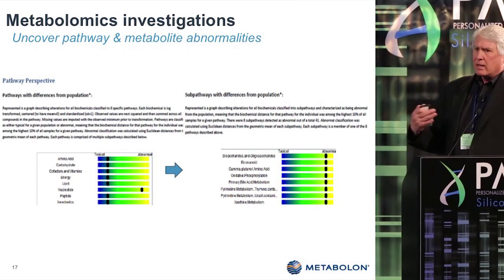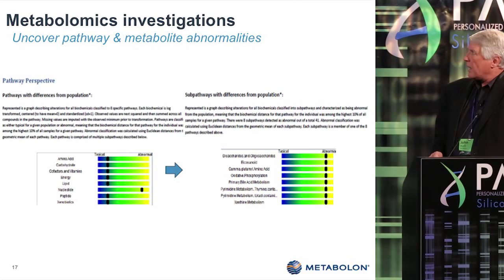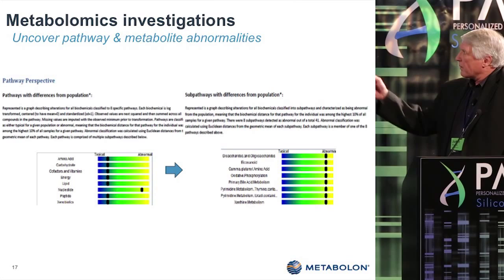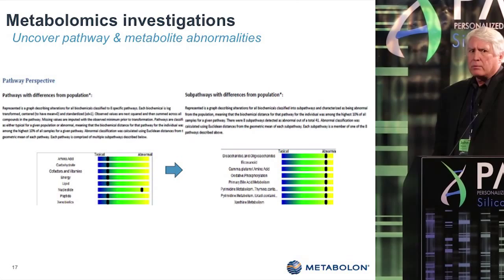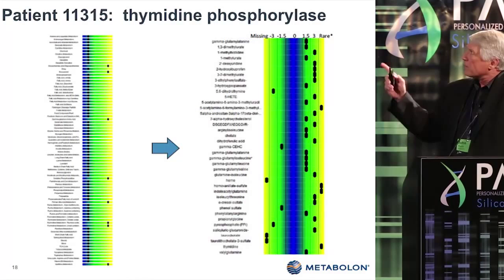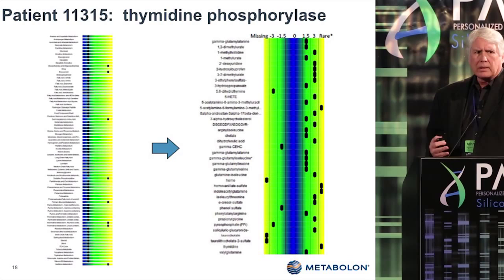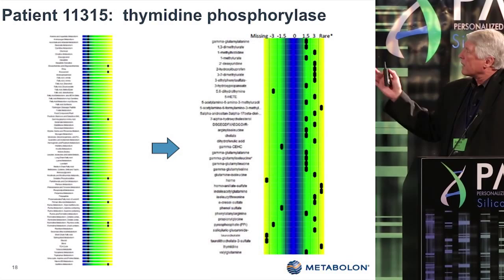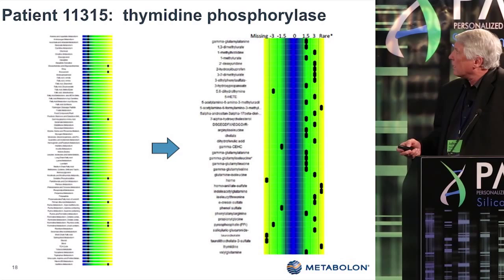And what you're looking at here is a patient. And this patient is scoring high on nucleotide biosynthesis. And that's shown on the left panel. And when you look at the right panel, every subpathway leading into nucleotide pathways has been affected. And when we look at other pathways, none of the other pathways that we were looking at were being affected by this particular problem. And when you look at the actual molecules involved, the only thing that could actually explain that is a mutation in thymidine phosphorylase.